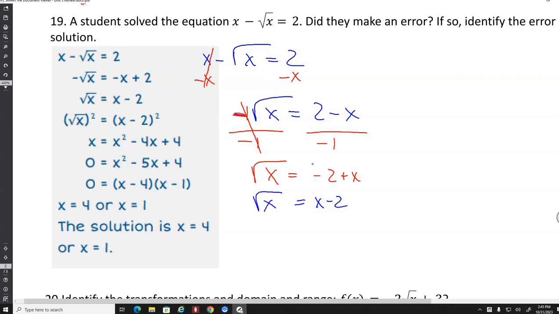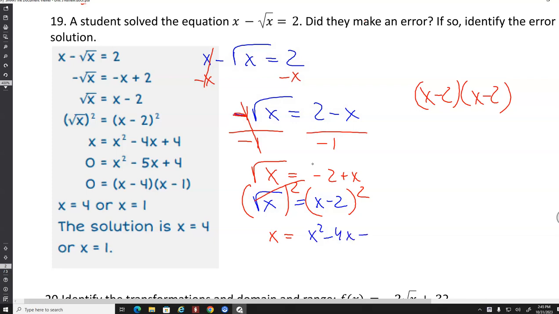Now, to get rid of this radical, we square both sides. This undoes the radical, and you get x equals, and here you're going to have 2 of those items on the right side, which means you have to use the box method or FOIL. What you get out of the box method is x squared minus 4x plus 4, which is also correct. So all of these have checked out so far.